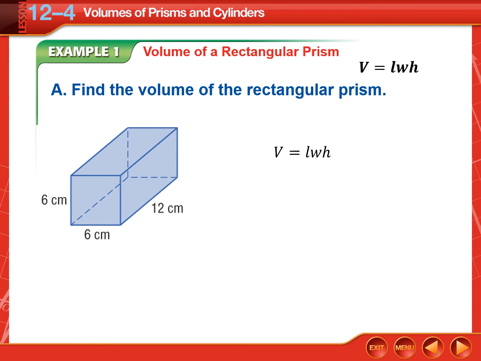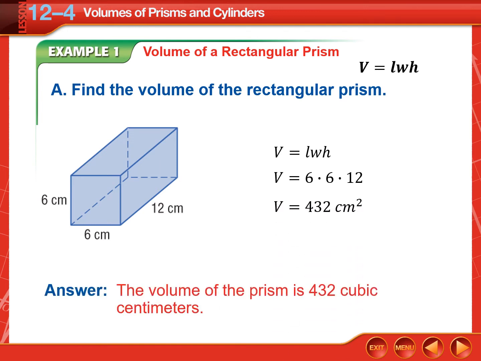So we're going to go ahead and write that formula down. And we have the three numbers, really easy. 6 times 6 times 12, and that's cubic centimeters. Now, I made a mistake right here. That should actually be a 3, because when we're dealing with volume, we're dealing with 3 dimensions. All right, let's go to the next one.